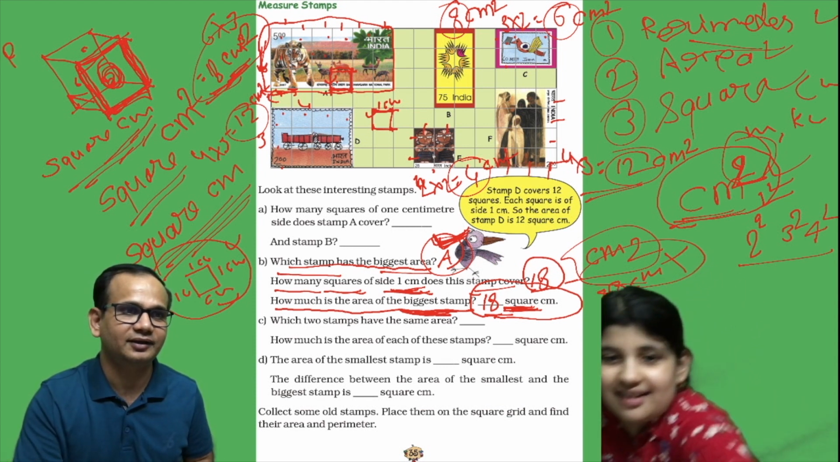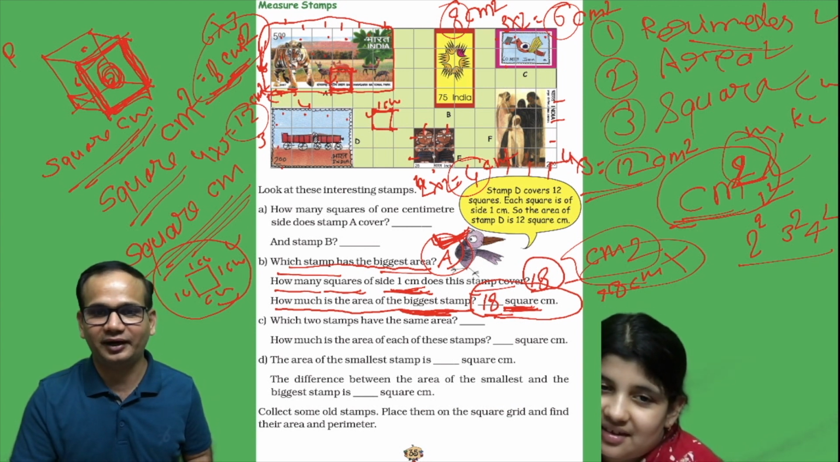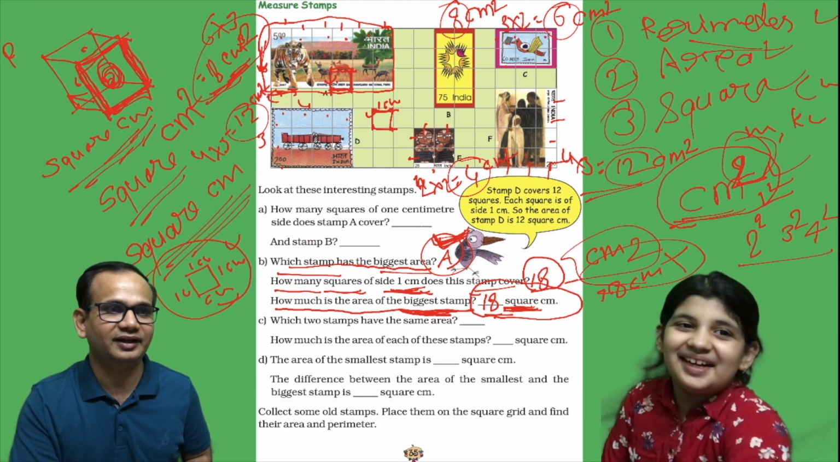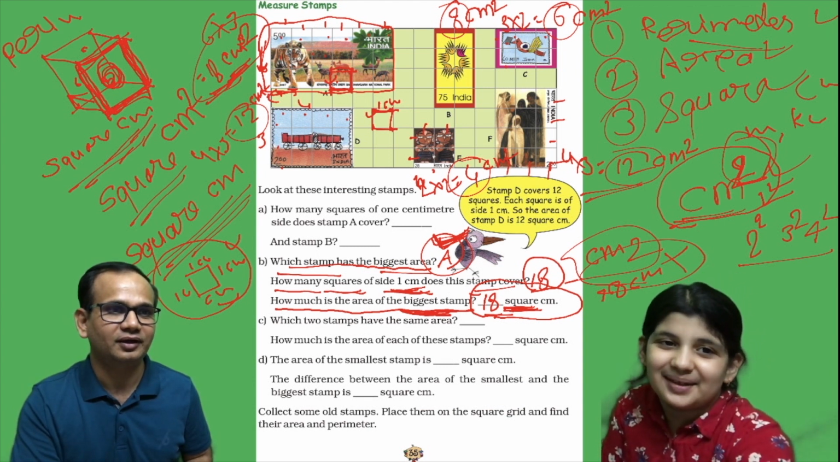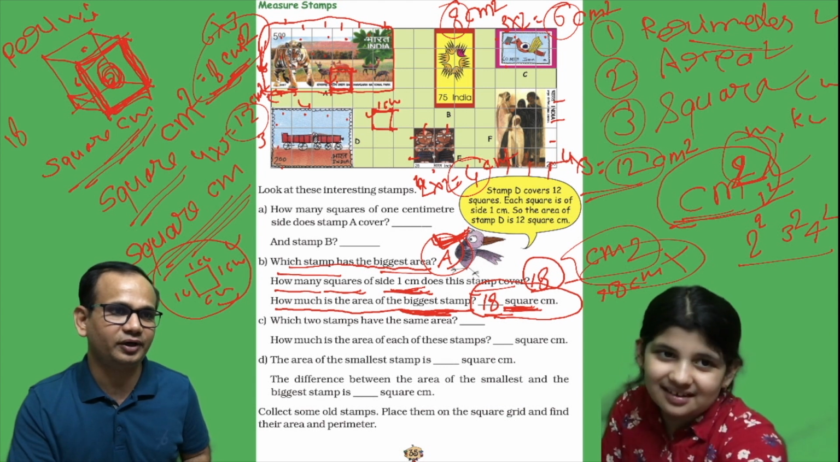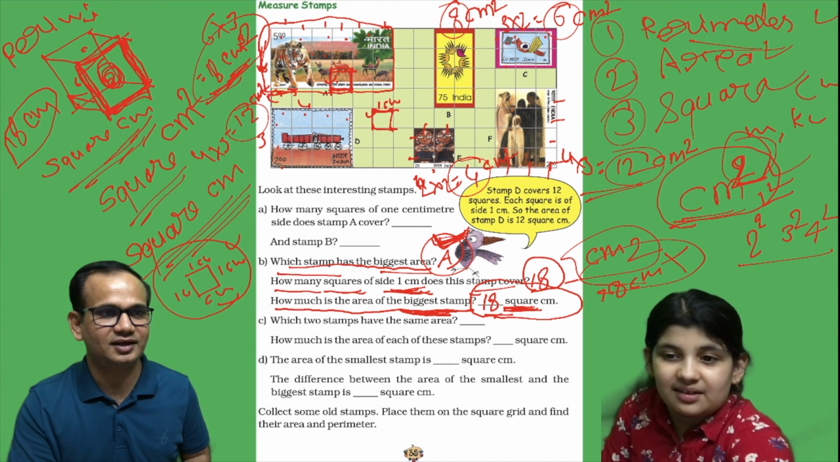I'll write it here. If I write here, my face or my head will be there, and if I write here, your face will be there. So I think I should write it here only. Perimeter of the stamp A is 18 kilometer. Centimeter. Correct, it's 18 centimeter.